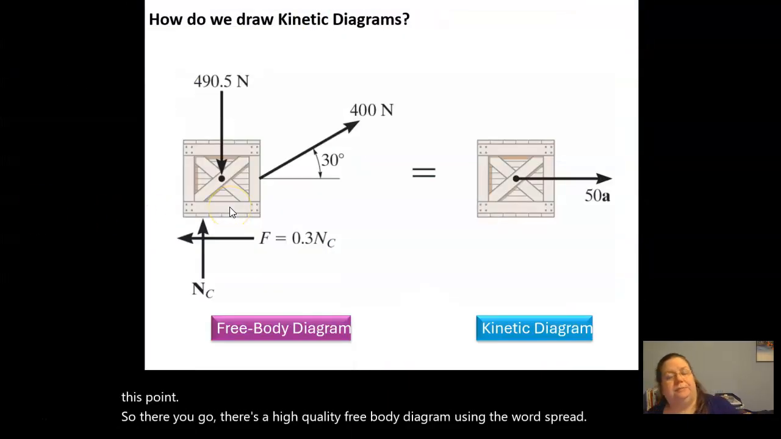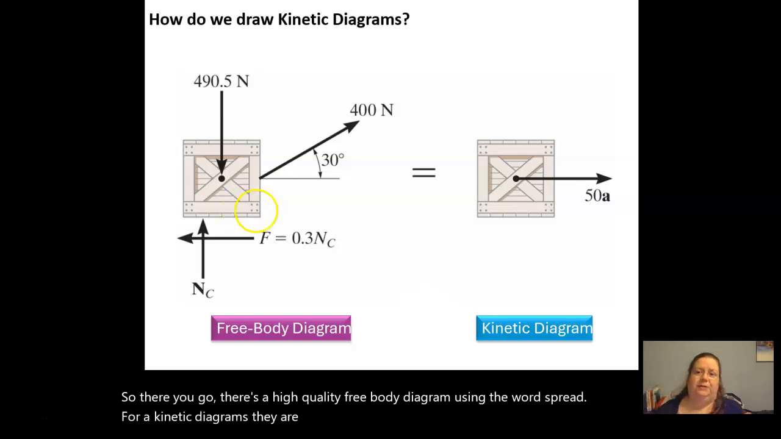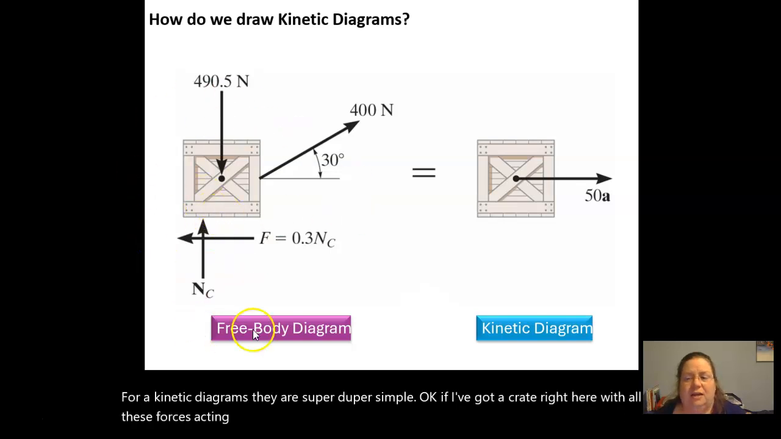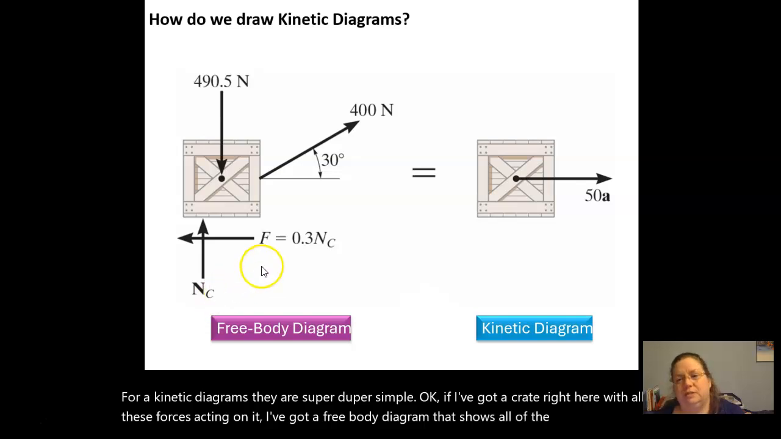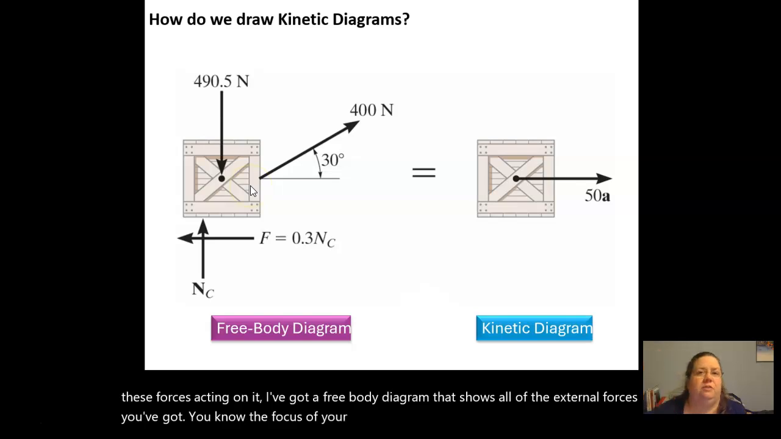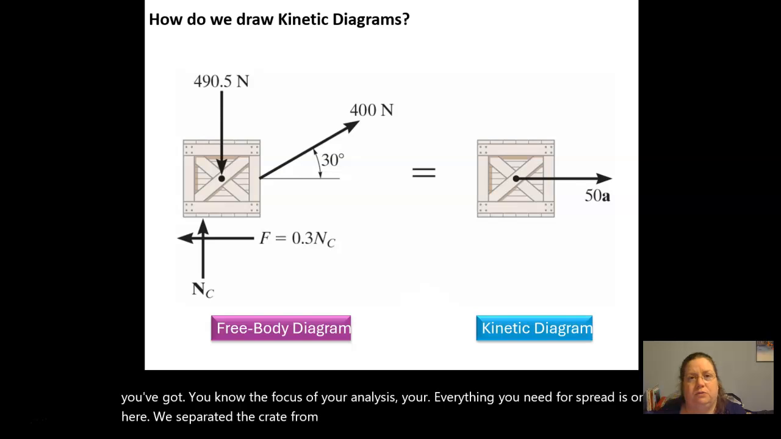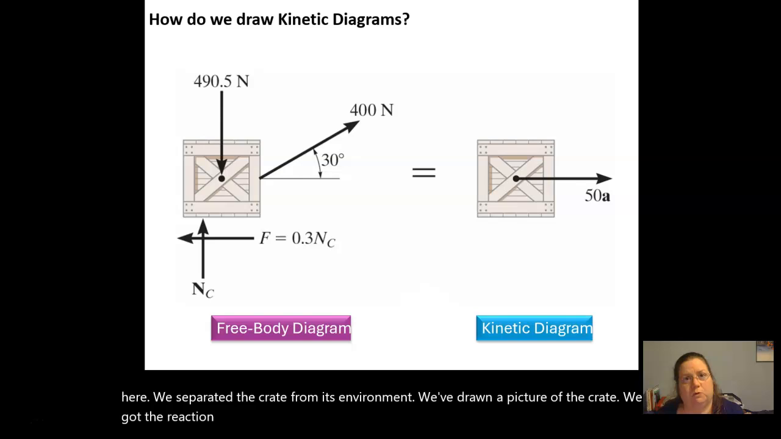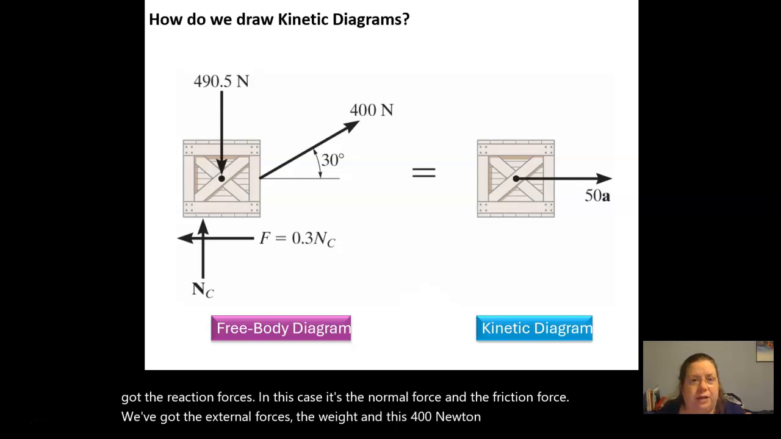For kinetic diagrams, they are super duper simple. Okay, if I've got a crate right here with all these forces acting on it, I've got a free body diagram that shows all of the external forces. You've got the focus of your analysis, everything you need for a spread is on here. We separated the crate from its environment. We've drawn a picture of the crate. We've got the reaction forces. In this case, it's the normal force and the friction force. We've got the external forces, the weight, and this 400 Newton force acting on my crate.